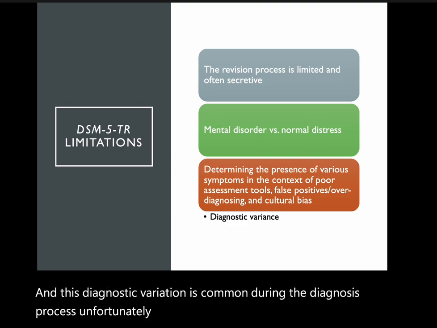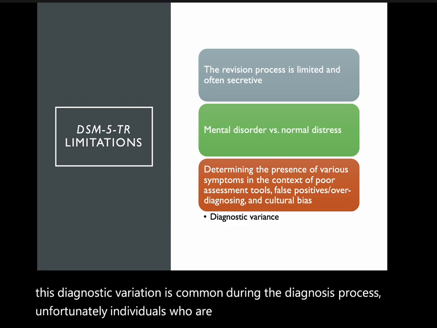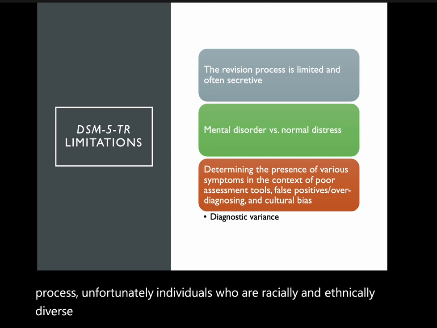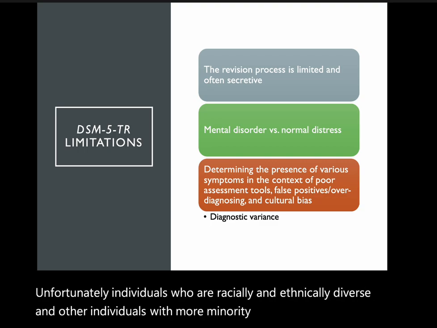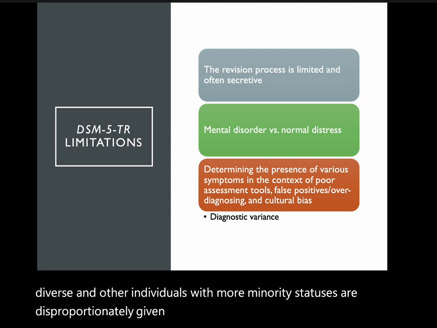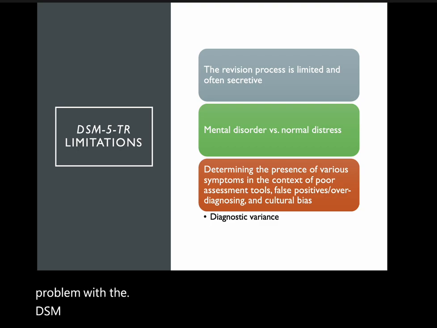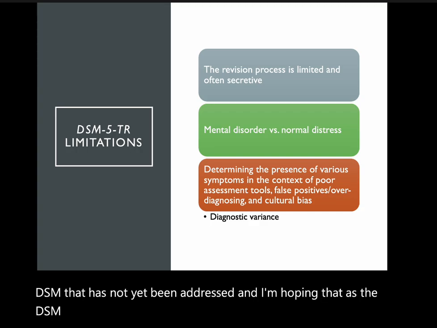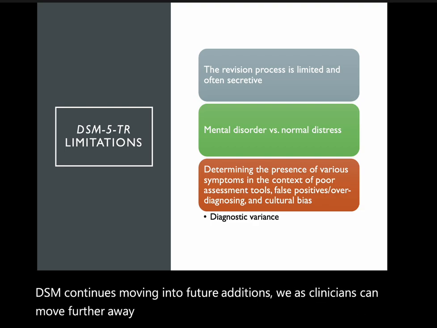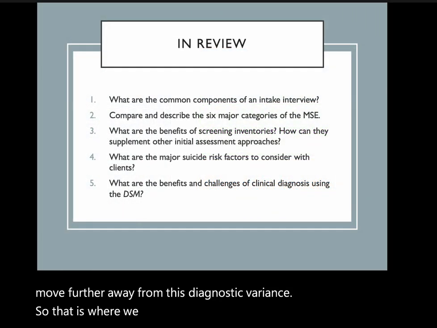Unfortunately, individuals who are racially and ethnically diverse and other individuals with more minority statuses are disproportionately given more severe diagnoses, which is a problem with the DSM that has not yet been addressed. And I'm hoping that as the DSM continues moving into future editions, we as clinicians can move further away from this diagnostic variance. So that is where we are going to wrap up chapter 7.